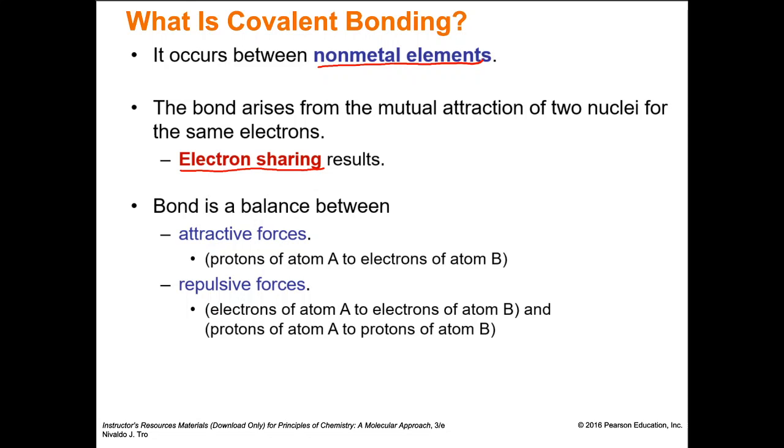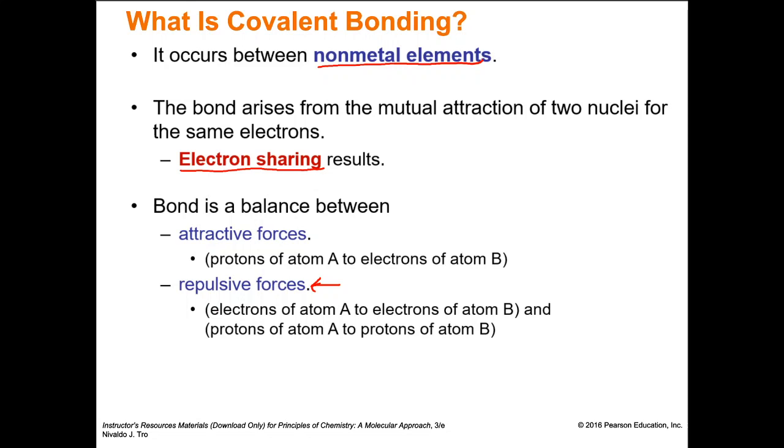So there's a balance between attractive forces and repulsive forces. Because remember that like charges are still going to repel each other. So the electrons of atom A repel the electrons of atom B. The protons of atom A repel the protons of atom B. So what has to be true is that the attractive forces have to outweigh the repulsive forces. So atoms only want to get so close to each other.